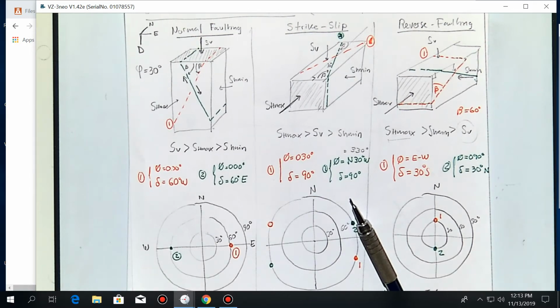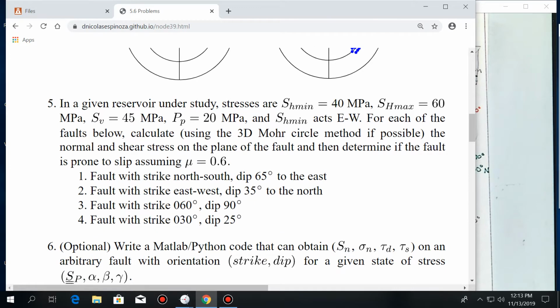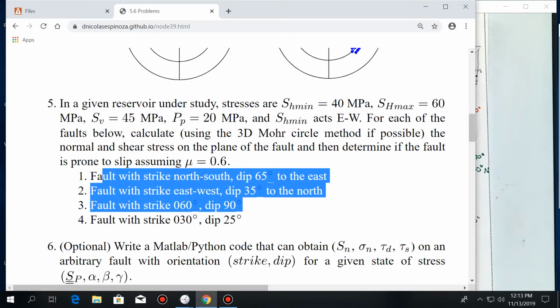And that's what the following problem is about, in which you have faults at different orientations and you have to find out what is the stress on those. And they may not be in agreement with the ideal orientation because they might have been caused at different times.